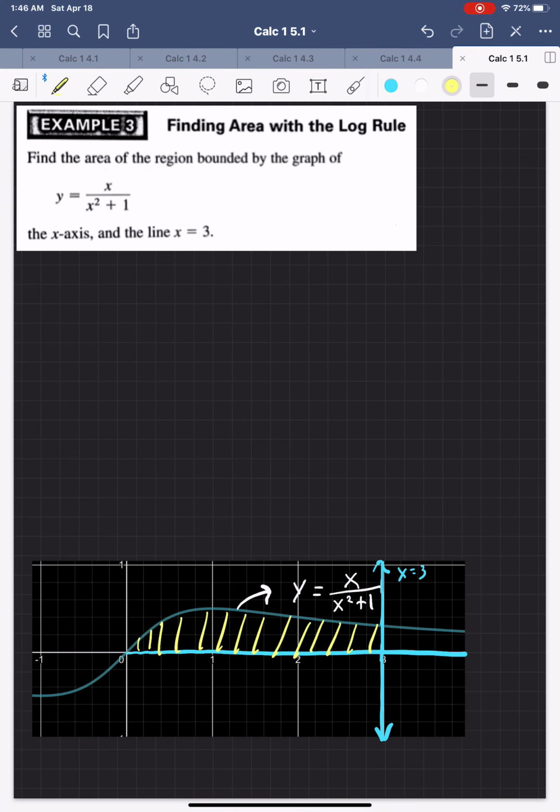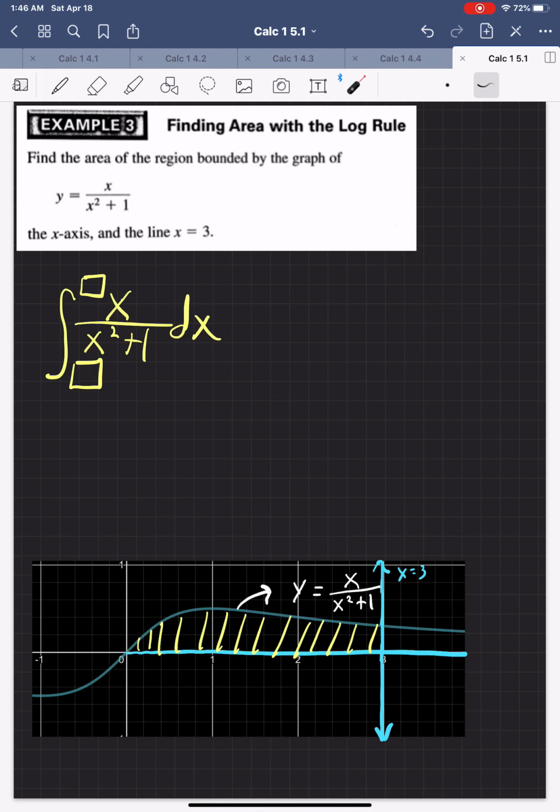All right. So as soon as you think area, as soon as you read area, you should be thinking definite integration. All right, so we need something here. We're going to need something here. Now you're going to integrate. Remember, the area is always the area under the derivative. So in this case, the x over x squared plus 1 is the derivative.